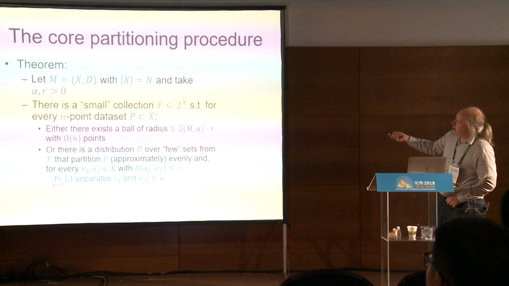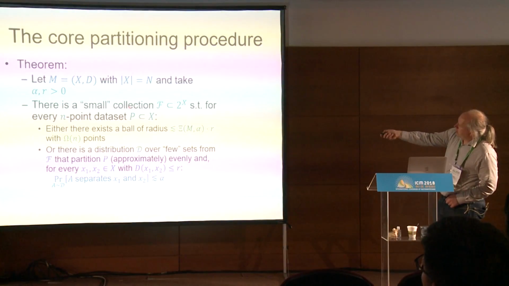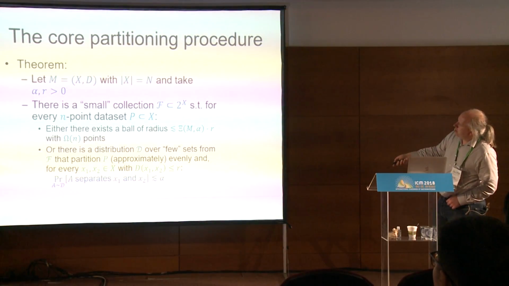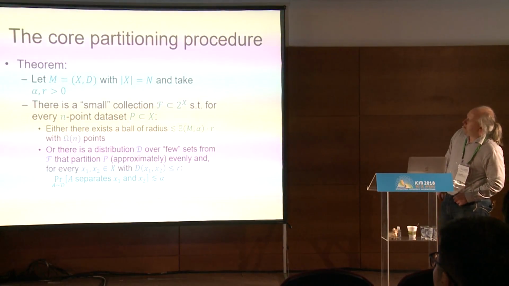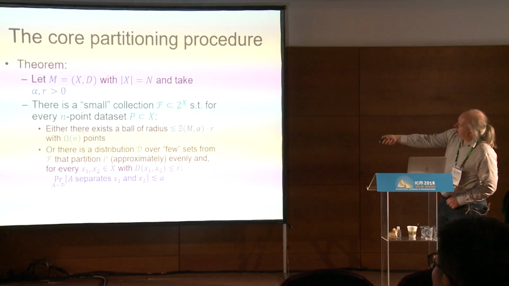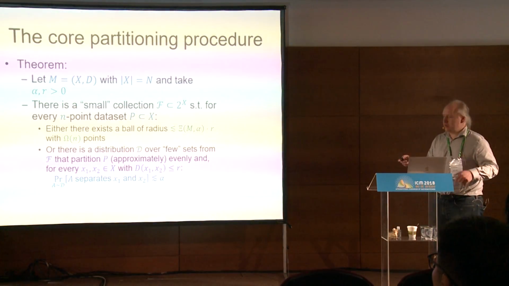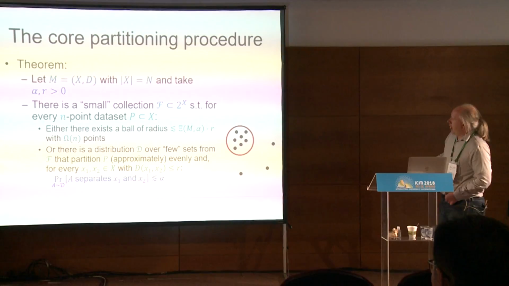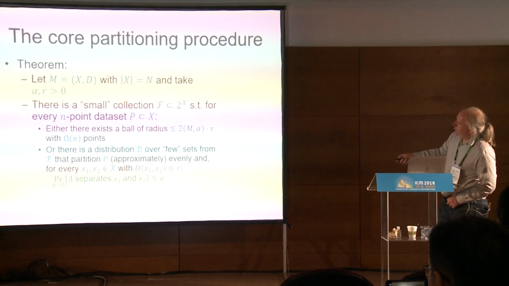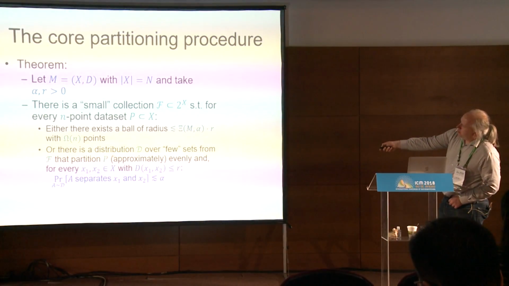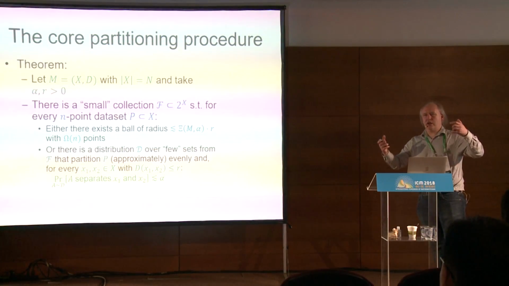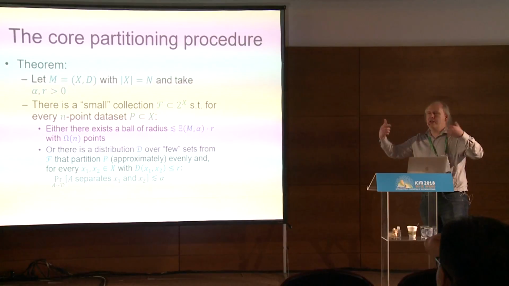Then they show that there is a small, I will not define small, collection of subsets of the metric space such that for any data set of points P of size n, we have the following dichotomy. Right? Either this point set contains a dense cluster, right, of small radius, namely of radius the cutting modulus times r, and dense means that it has at least a linear fraction of points. Right? So this is one situation. If this is not the case, then alternatively, there is a distribution over sets from this partitioning, which partition the set of points evenly, approximately, right? So both sides of the partition are linear in n.